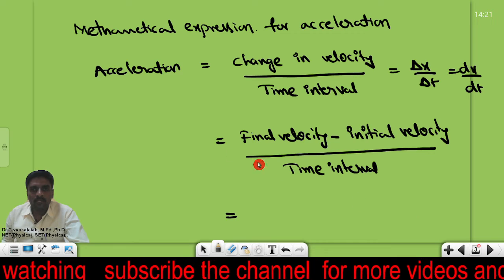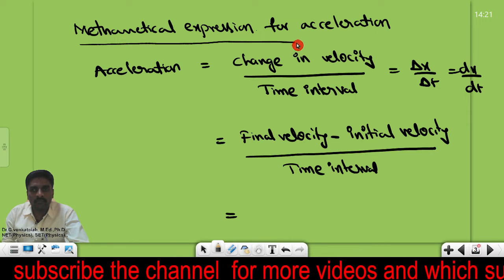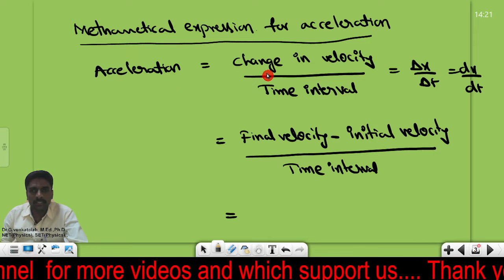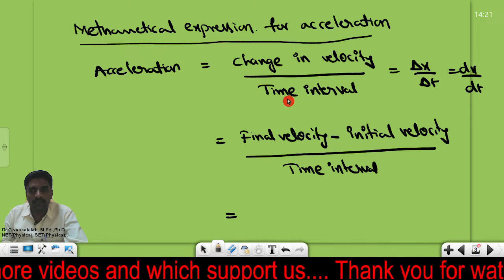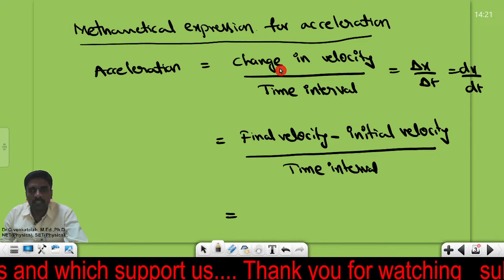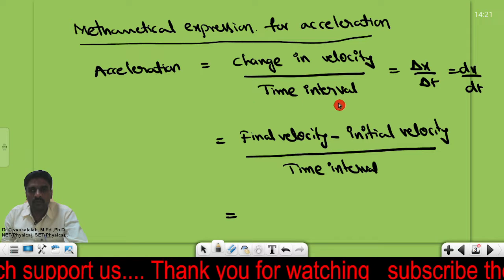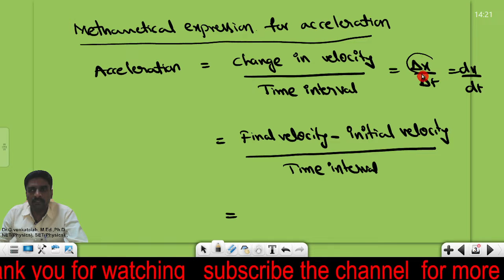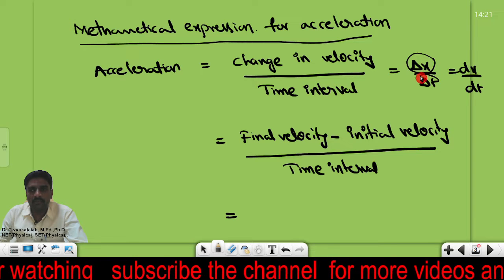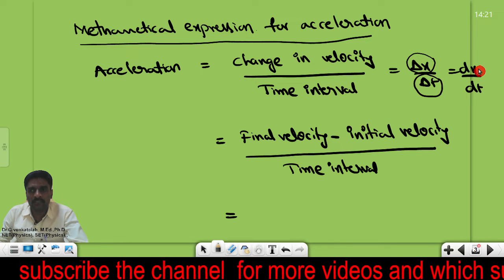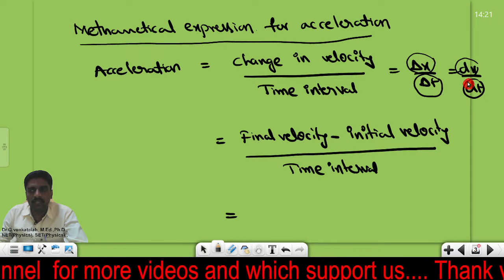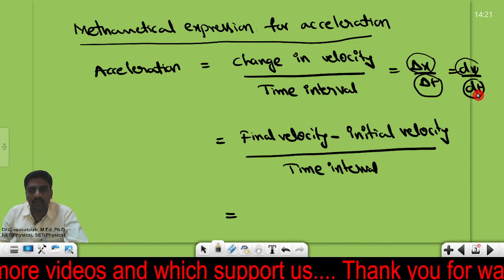Now let me go to the mathematical expression for acceleration. Acceleration is the ratio of change in velocity divided by time. So, it is the change in velocity to time interval. The change in velocity is represented with delta v divided by time interval, represented by delta t. It may be represented with dv by dt also, when the time interval is a very small value.